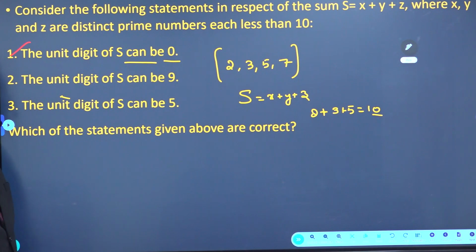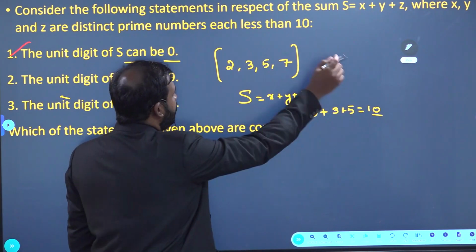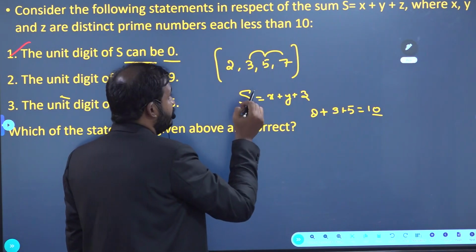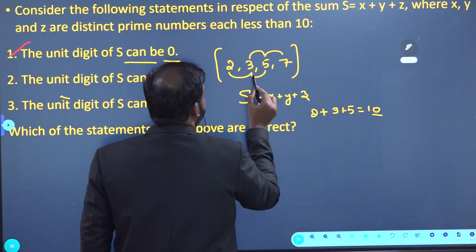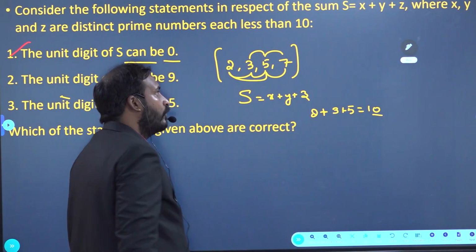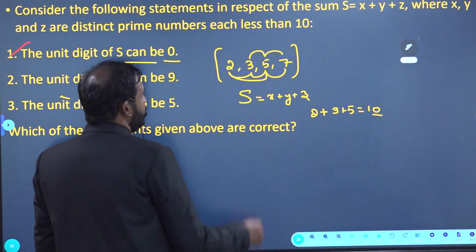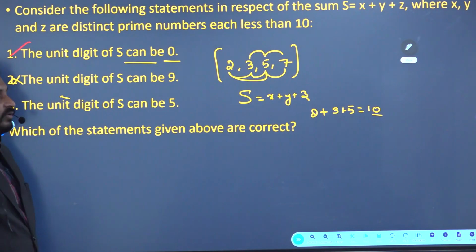The unit digit of s can be 9. Is it possible to have 9 in units place? We will see it. Add any 3 of them. If I add this, 15, we will get. If I add this, 0, already we have seen. If I take 7, 5 and 2, 14 it will become, no chance. If I take 7, 3 and 2, no chance. So we will never get the unit digit as 9. There is no chance to get the unit digit as 9.